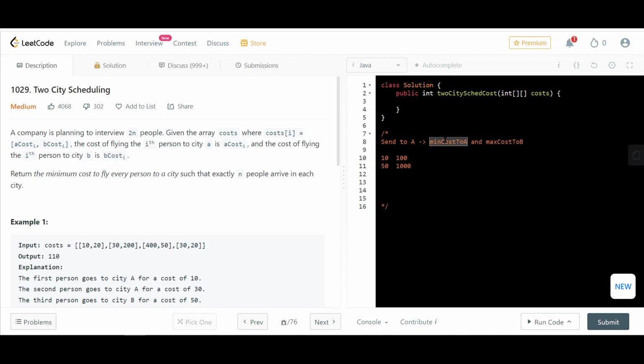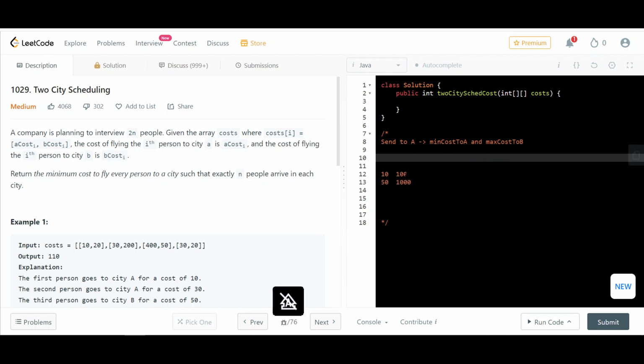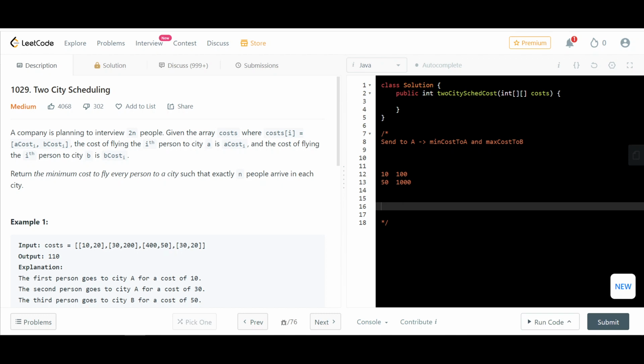So I have to look at the cost benefit. At any point I can't consider just A. I have to consider both. The person whom I send to A will be the person whom, if I send to B, would hurt me the most. So sending to B minus sending to A. If I send this person to B instead of A, it's costing me 90 rupees more. If I send this person to B instead of A, it's costing me 950 rupees more. So I'll rather send this person to A, right?